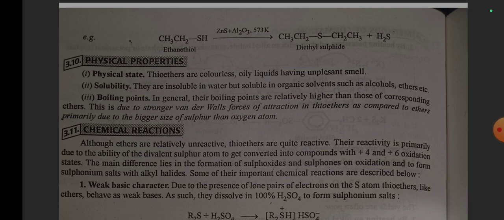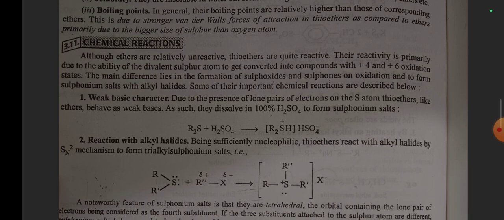3. Boiling points. In general, their boiling points are relatively higher than those of corresponding ethers. This is due to stronger van der Waals force of attraction in thioethers as compared to ethers, primarily due to the bigger size of sulfur than oxygen atom.